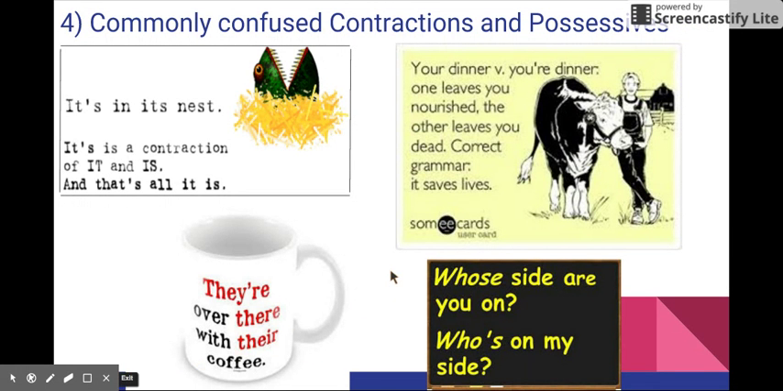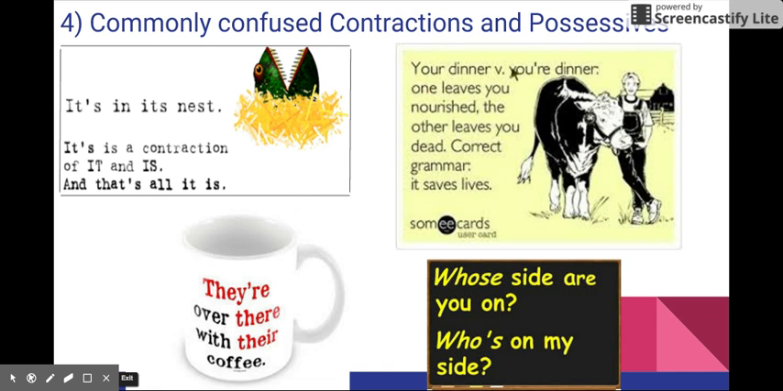Now we'll look at commonly confused contractions and possessives. Hopefully some of these catchphrases will help you in the future. It's in its nest. So it is, whatever that thing is, in its nest. So it owns it here. You don't have to put anything apostrophe wise for its if you own it. So it's is a contraction of it and is, and that's all it is.